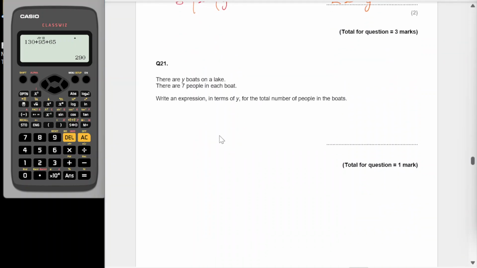So question 21, there are y boats on a lake, there are 7 people in each boat. Write an expression in terms of y for the total number of people in the boats. So y boats on the lake, 7 people in each boat, so it's going to be 7 times y, which would write as 7y.